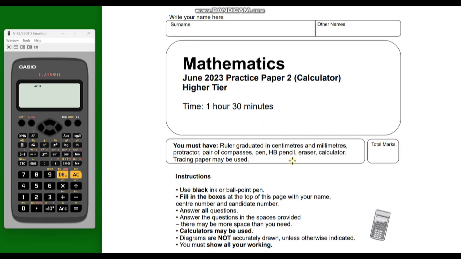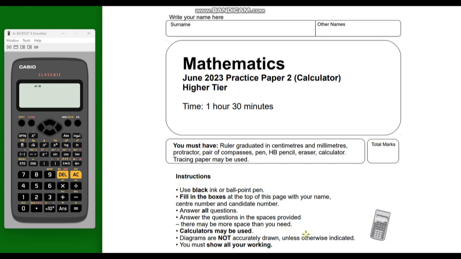So try and have all of the correct equipment with you, including your calculator. And then just a few extra things. Remember, whenever you're given any diagrams, they're not accurately drawn unless they're specifically told otherwise. Okay, so if you've got any angles and things like that, it's not going to be accurate unless it says so.